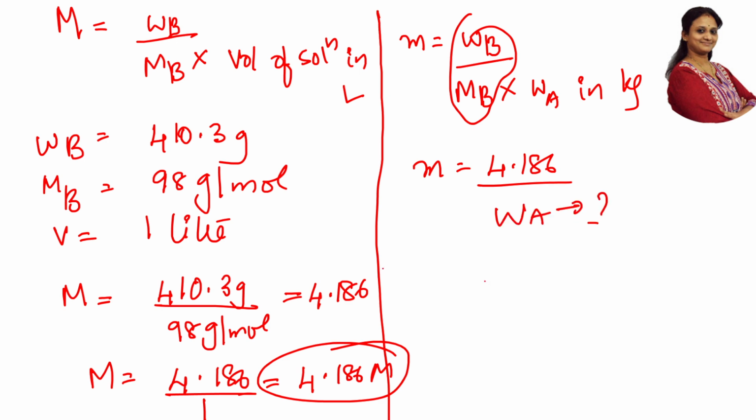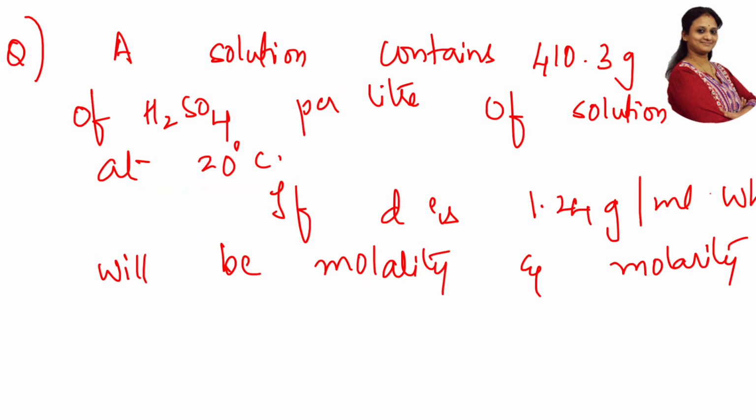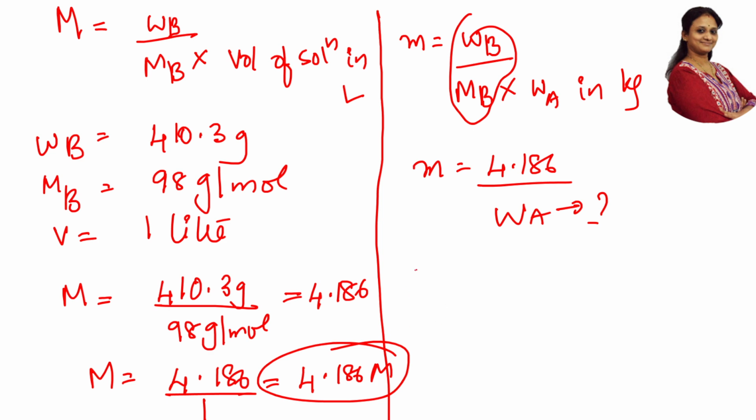Now let us do. First of all, they said it is dissolved in 1 liter solution. That is what they have given, right? So now what will I do? I will write mass of 1 liter sulfuric acid solution. How much is it? 1000.